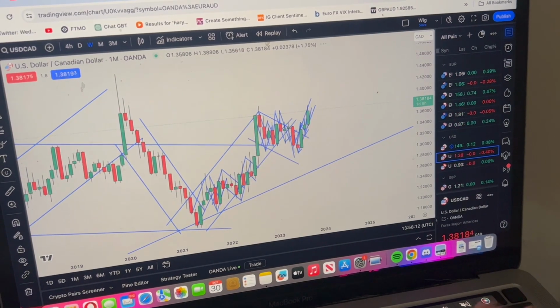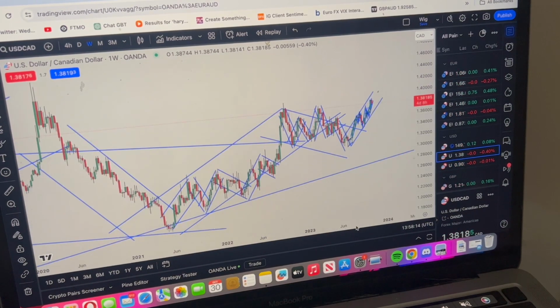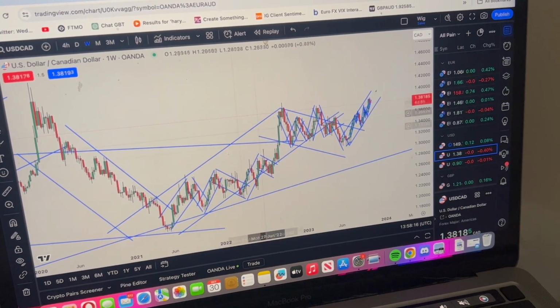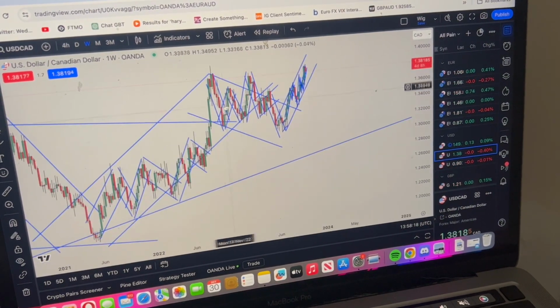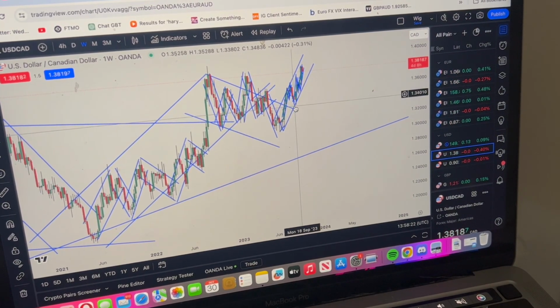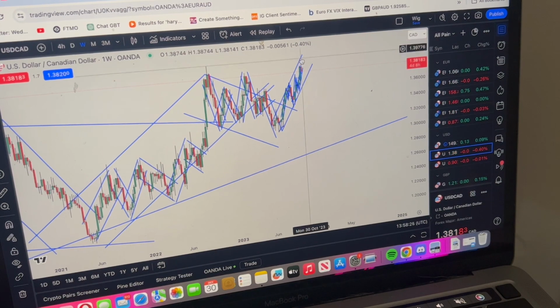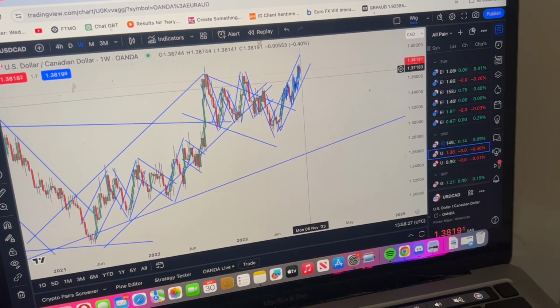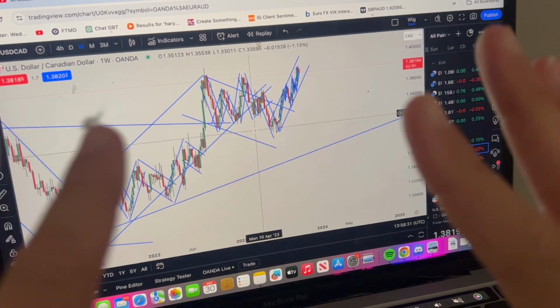So then if we go down to the weekly, you see within this there's all these little patterns. And again, we broke out of that massive pattern, and now we've just broken out of this pattern. So price is looking to go up, but it might come down. But at the moment it's looking to go up because it's still within this pattern, and we've broken out of them 2 big patterns.